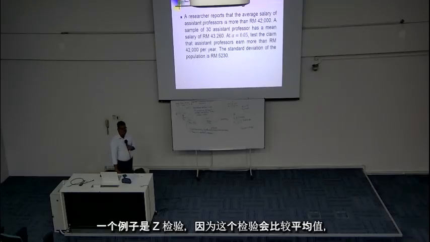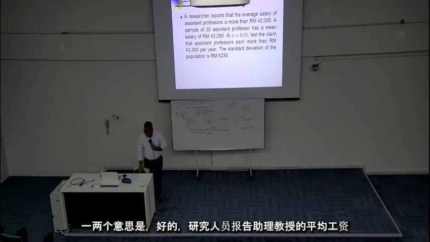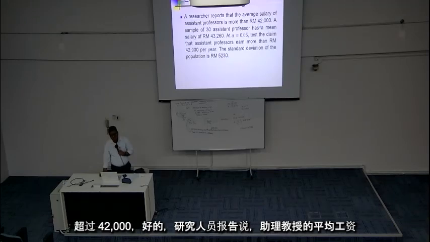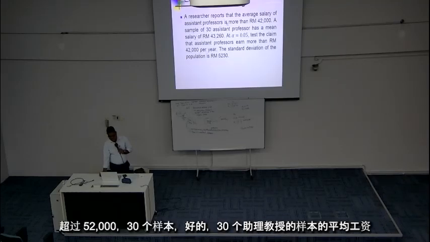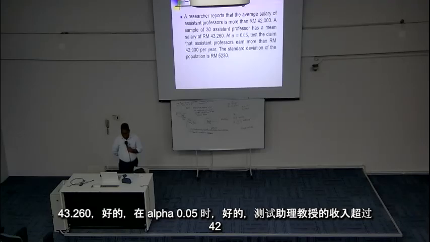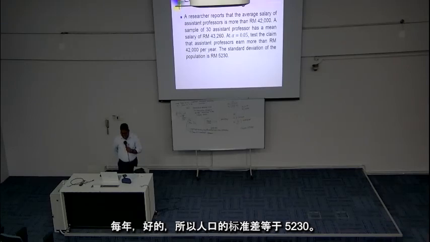Alright, so this is an example for the Z test, because the Z test compares one or two means. A researcher reports that the average salary of an assistant professor is more than 42,000. A sample of 30 assistant professors has a mean salary of 43,260. At alpha 0.05, test the claim that assistant professors earn more than 42,000 per year. The standard deviation of the population is equal to 5230.